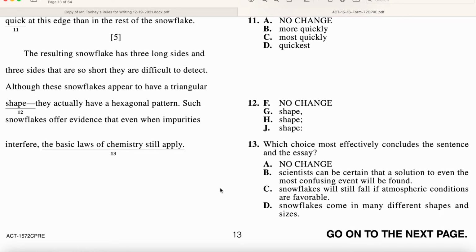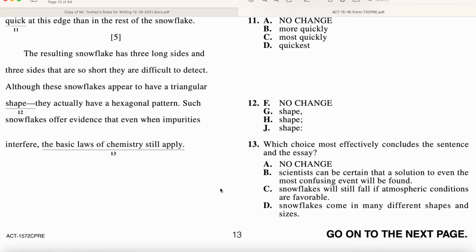Such snowflakes offer evidence that even when impurities interfere, the basic laws of chemistry still apply. Okay. Does that effectively conclude the sentence and the essay? Yeah, I think so, especially when we consider the main idea. Does that make sense? Yeah. Let's keep that. Let's try B.